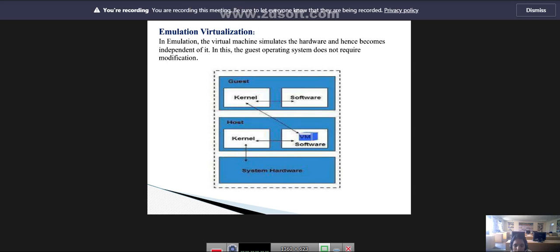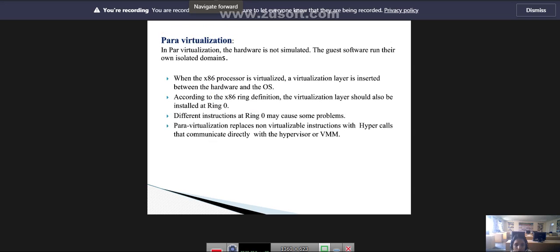So next, coming to emulation virtualization. In emulation, the virtual machine simulates the hardware and hence becomes independent of it. In this, the guest operating system does not require modifications. Okay, so this is the kernel, this is the guest operating system, this is the host operating system, and in this also we have a kernel, this is the virtual machine, and we have the software here. Between the kernel and the virtual machine there are transactions, and after that the system hardware. So this is the working of this. Like a zigzag shape, it translates the messages.